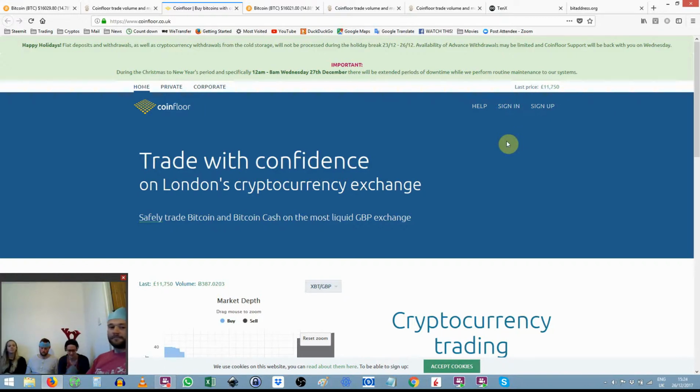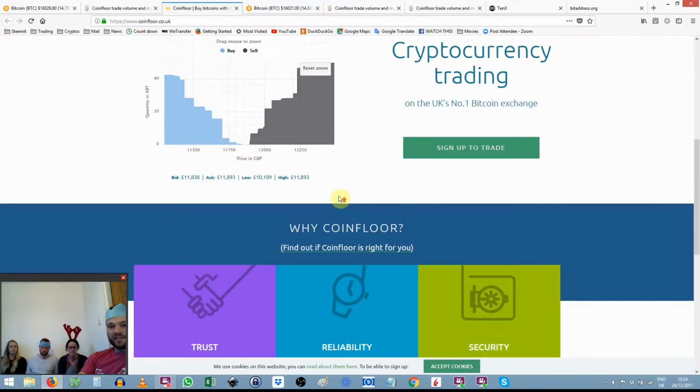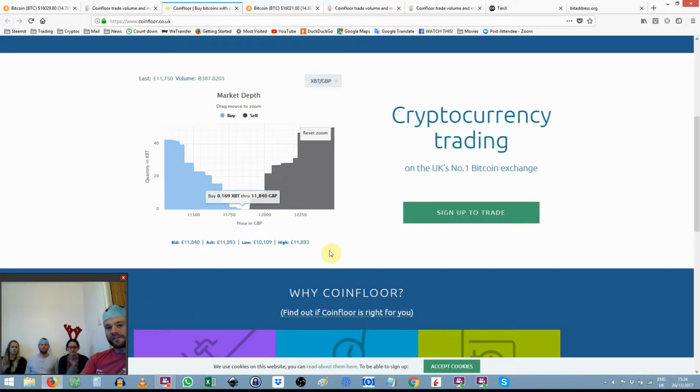Okay, so this is the exchange. This is a typical buy and sell curve. These are the buys below the price, and these are the sells as the price goes up. So there's a lot of sellers here, and these are called sell walls.